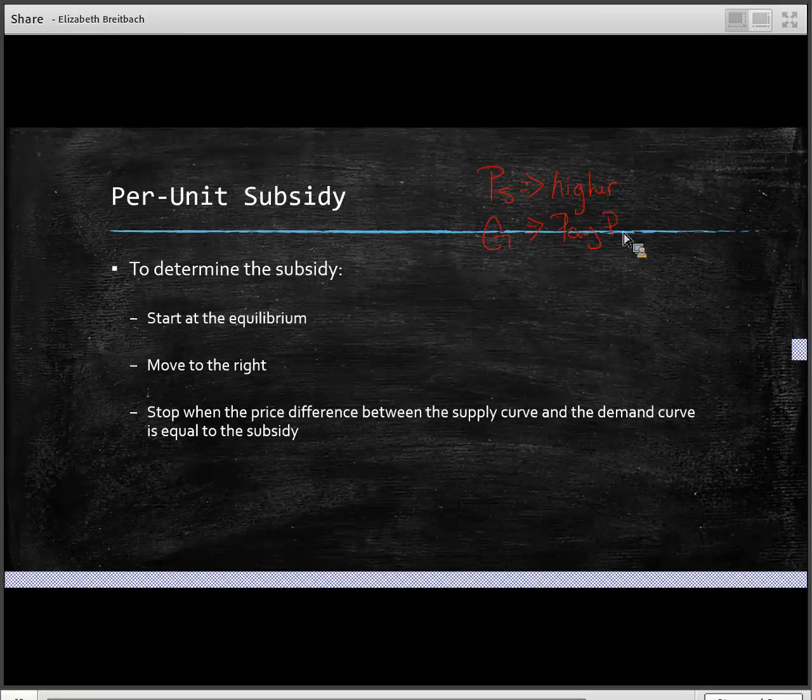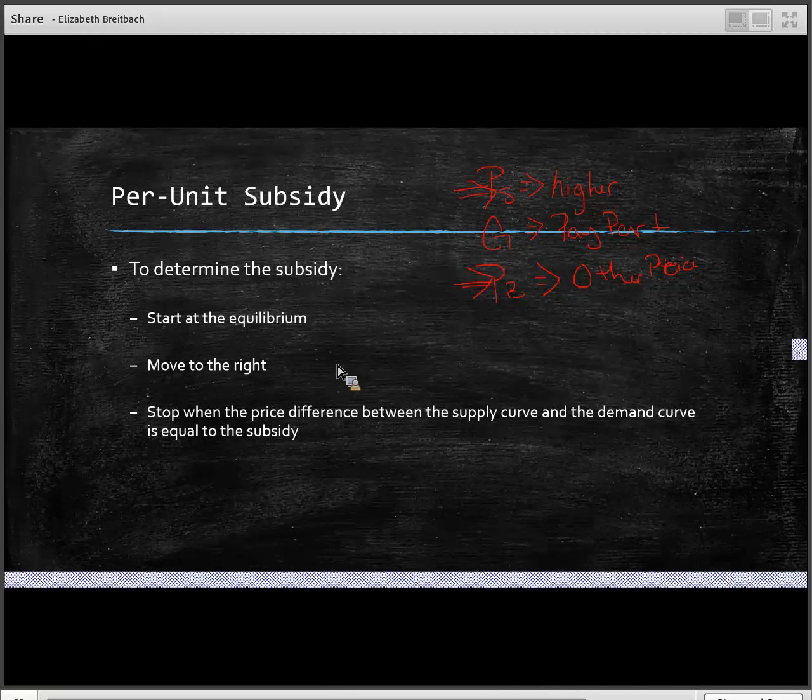What we're going to find is the price buyers pay is going to go down and the price sellers receive goes up. And that's going to occur when we move to the right of the equilibrium. From our tax, we move to the left. Now we're going to move to the right. We're going to stop when the price difference is the difference between our supply curve and our demand curve.